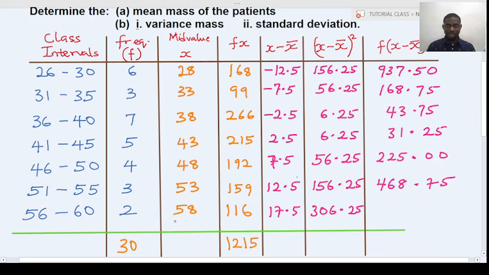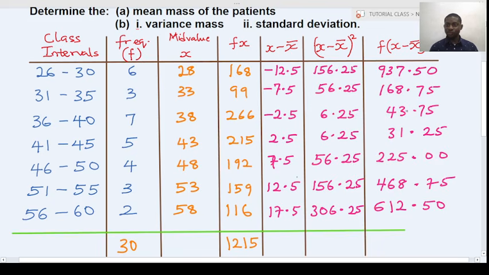And lastly, 2 multiplied by 306.25, that's 612.50. Now we need to add all of this together.